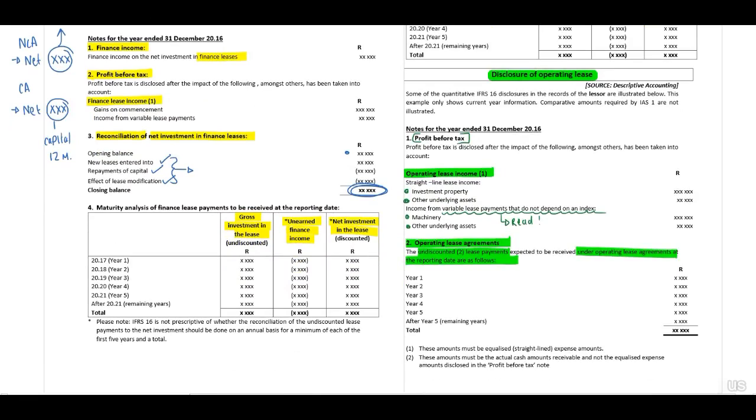Therefore guys, this is your template that you need to study. If the requirement indicates that you need to prepare the notes relating to your finance lease in your lessor's records, immediately you need to draft your template. Or if you need to disclose the notes relating to your operating lease, immediately draft your template.